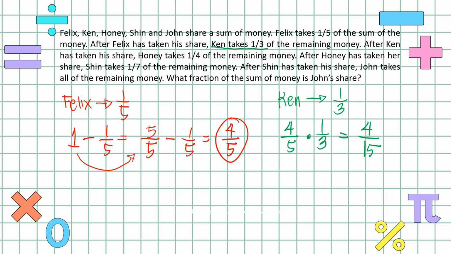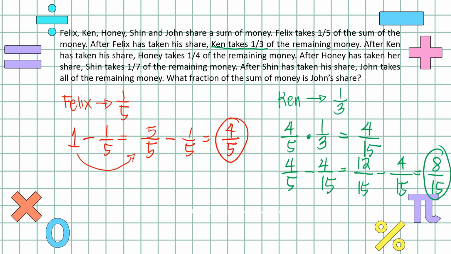And if our remaining money earlier was 4/5, we subtract 4/15 to find the actual fraction for the remaining money after Ken took his share. And this becomes, both 15, which is the LCD. 15 divided by 5 is 3 times 4, that's 12. 15 divided by 15 is still 1 times 4, it's still 4. And 12 minus 4 is 8/15. So this is now the actual fraction representing the money left after Ken took his share.